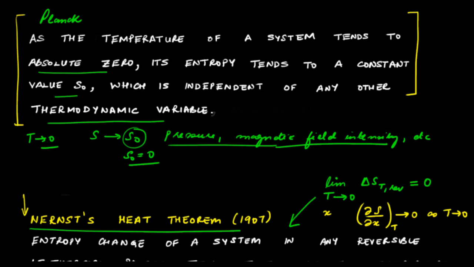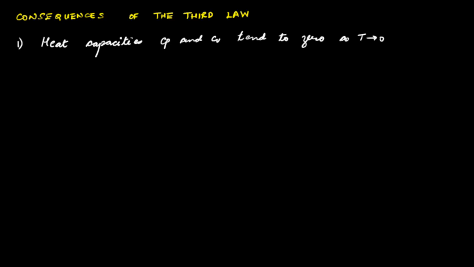So now that we have stated the third law of thermodynamics, we can look at the consequences of the third law. We can discuss the consequences by considering a homogeneous system of a pure substance. And the first consequence of the statement of the third law that we have given above is that the heat capacities Cp and Cv tend to zero as temperature tends to zero, that is, the absolute temperature tends to zero.